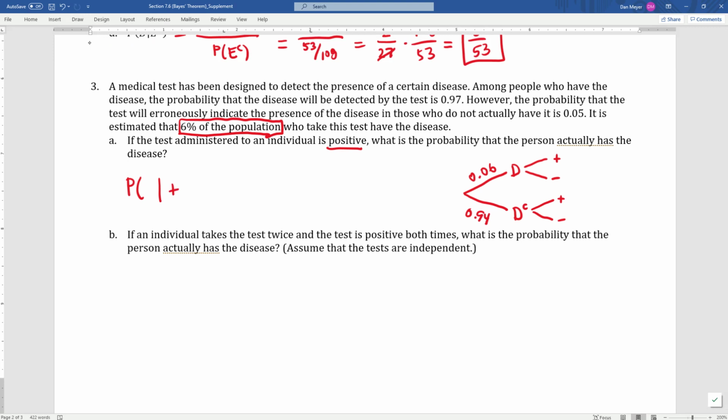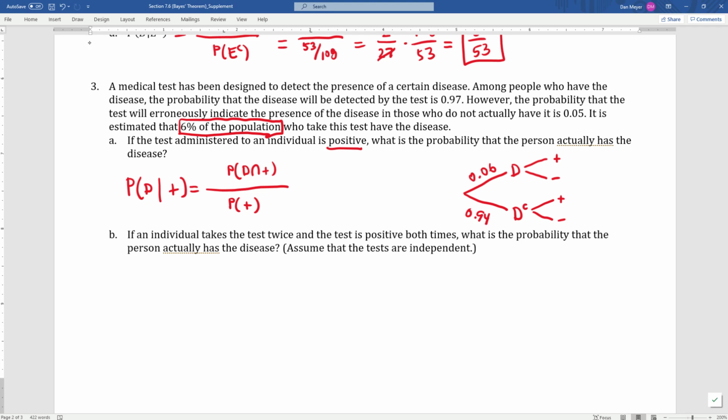All right, so our positive test is our conditional event. What is the probability that the person actually has the disease? So they're asking, what's the probability that our person is diseased given they get a positive test? And the conditional probability formula here says that will correspond to the probability that they have the disease and have a positive test, all over the probability that they get a positive test. So we're just focused on the positive test stuff. We're not going to fill in this entire tree diagram. We're just focused on the positive test.